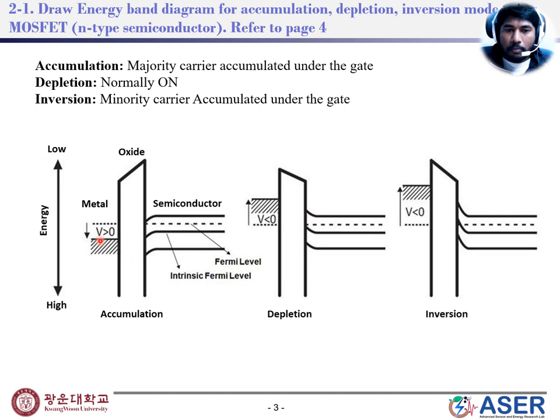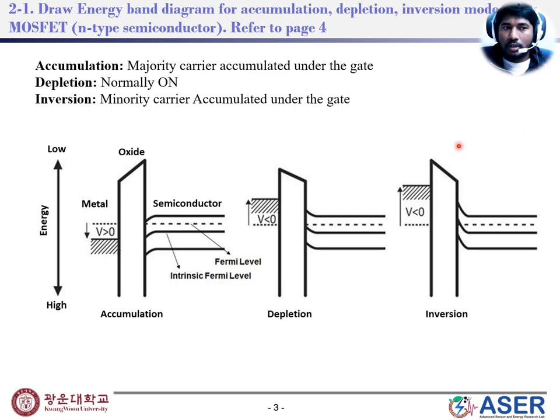For the metal, the work function is here, and for the oxide the energy band is very high, and for the semiconductor we know it has a valence band, conduction band and Fermi level, and that is shown here. And this is for accumulation mode, this figure for depletion mode, and this figure for inversion mode.